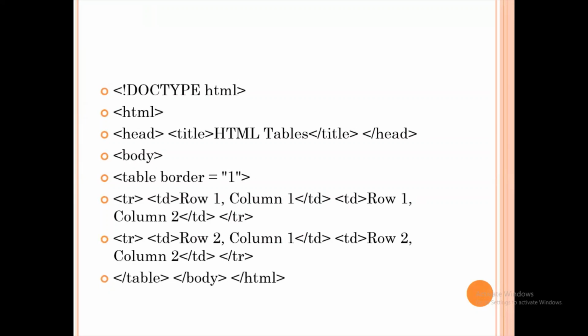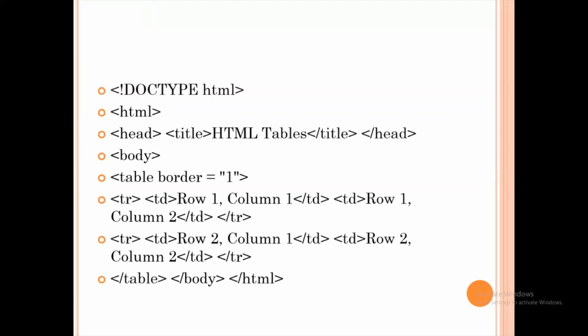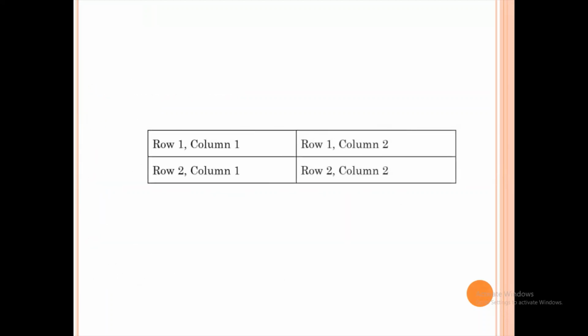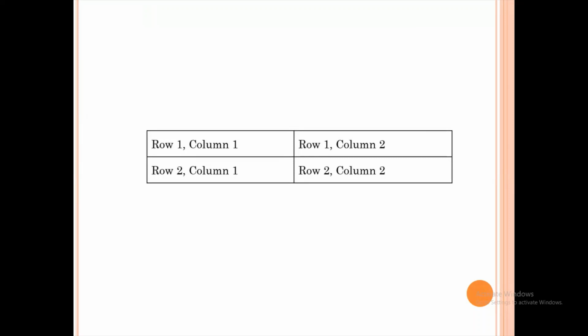So come to the program. This is the program of a simple table. It has a border 1. Border is an attribute. We have studied about it in the previous videos. Here there are two rows, row 1 and row 2, and two columns. We can check the output. This is the output of that particular table.